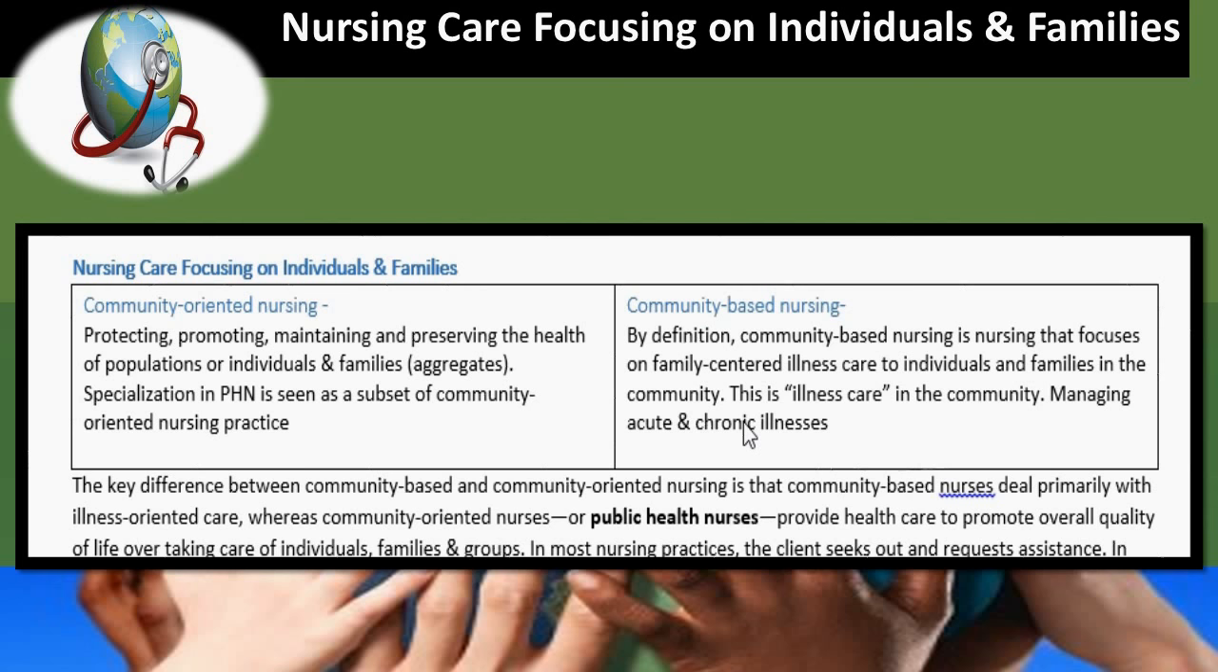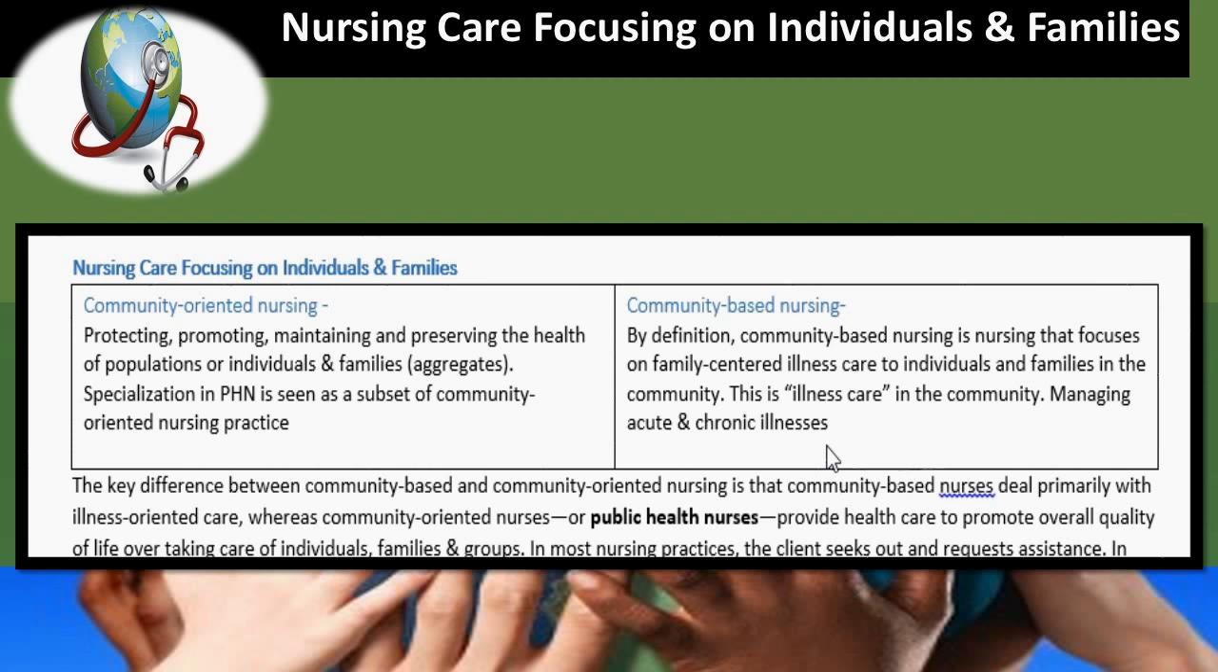Their wound care nurse is going to come in and do community based nursing and take care of wounds in the community, and they may do that also in the hospital. This is us taking illness care out of the inpatient setting and putting illness care into the community. Managing acute and chronic illnesses at home is community based nursing.